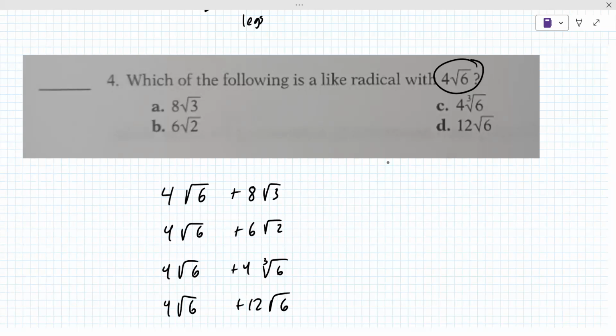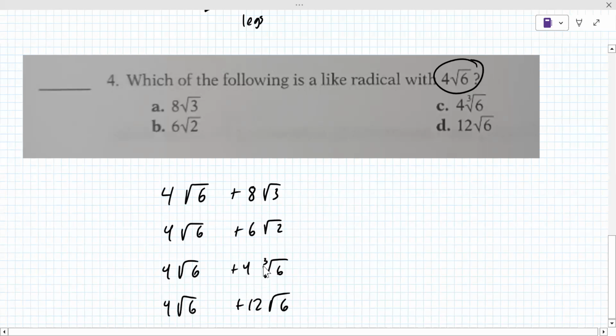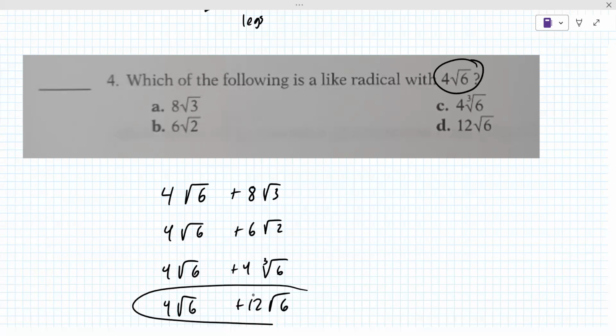Now that I've written it out, does anything stand out to you as a like term? C and D. Okay, so I agree. They look the same. Now the index has to be the same. What is the index here in C? 3. And the index here that's not written, what is that if it's not written? 2. So these two are like terms, like radicals.